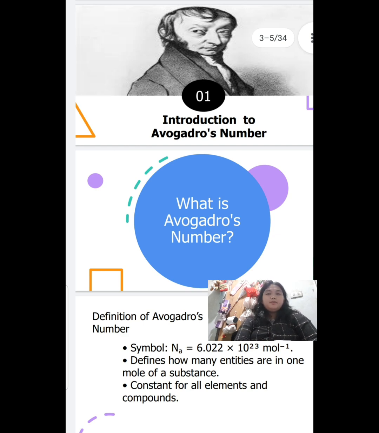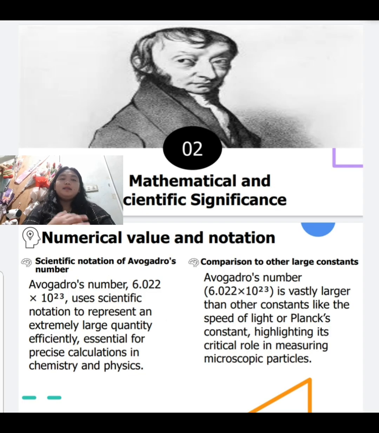This number helps chemists understand and calculate the quantities at the atomic and molecular level, standardizing how we count extremely small entities across all elements and compounds. So the next is the mathematical and the scientific significance.